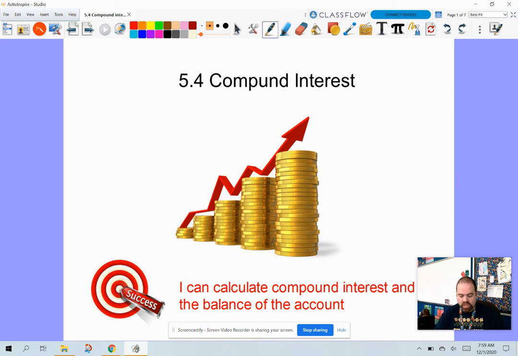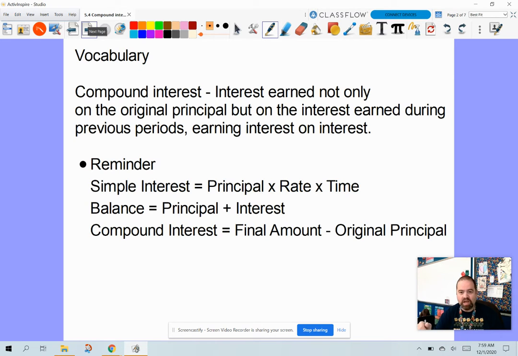So basically, when you have an account that pays compound interest, you're going to get interest paid on top of your interest, on top of your interest, on top of your interest. It earns you money quicker. Okay. So for this, you're going to need our simple interest formula, and you need to be able to wrap your head around the fact that we're going to do this calculation over and over and over.